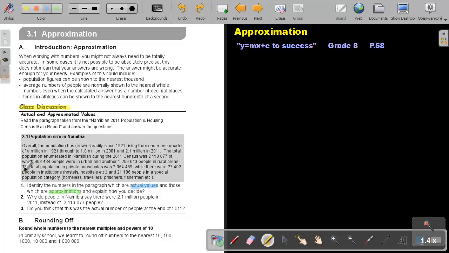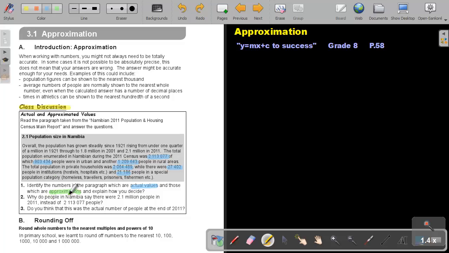Now, if you look at this, I think all the short ones, 1.8, 2.1, are not the actual values. The actual value is starting here. This is the actual value. This is the actual value. This is the actual value. This is the actual value. This is the actual value. And this is also an actual value.